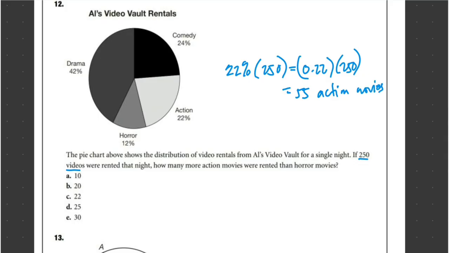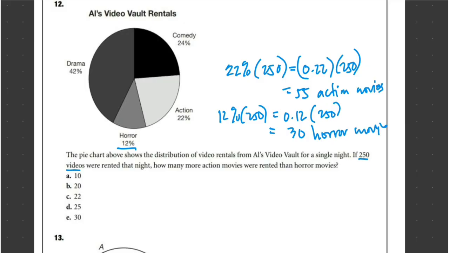And then it says here horror, how many more action movies were rented than horror movies? For horror movies, we have 12%, this one. So 12% of 250, that is 0.12 times 250. So 30 horror movies. And now we need to subtract them because we are asked for how many more action movies. So this is 55 minus 30, which is 25. So 25 more action movies. The answer here is letter D.